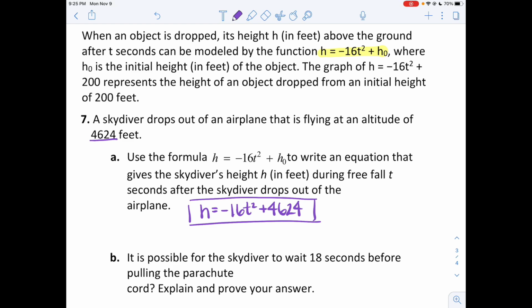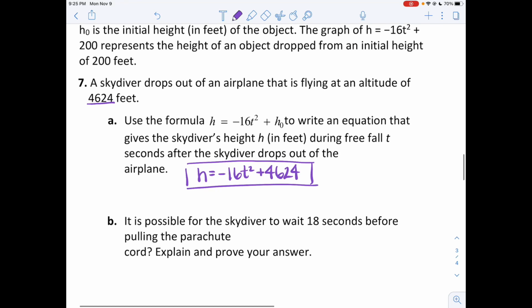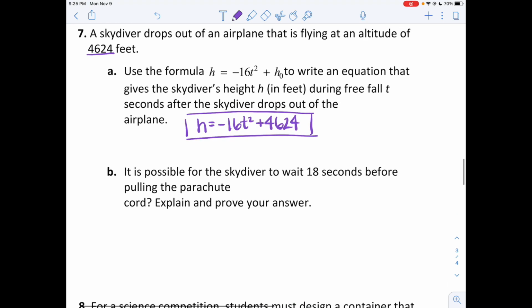And that's the equation for the skydiver. This is neglecting any air friction that might occur, so it's not taking that into account. All right, we want to know if it's possible for the skydiver to wait 18 seconds before pulling the parachute cord, and then we want to explain our answer. So let's figure out what his height is after 18 seconds have elapsed so that we can decide if we think that he could wait that long to pull the parachute cord.